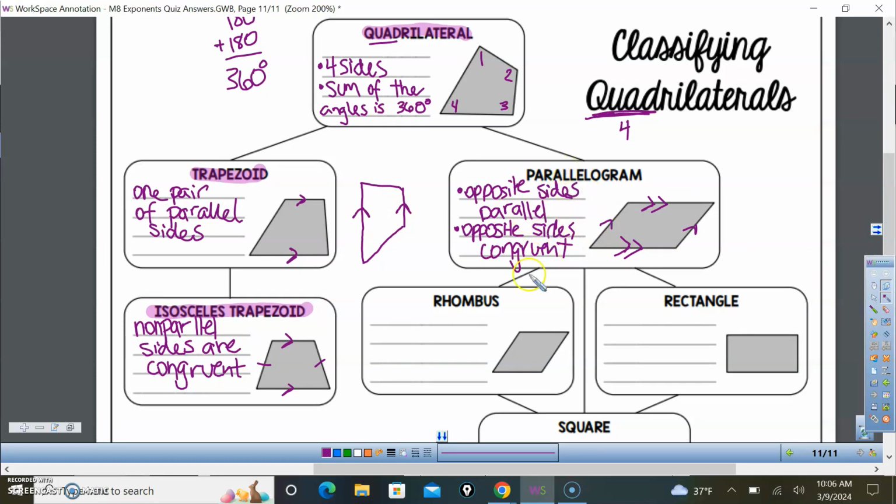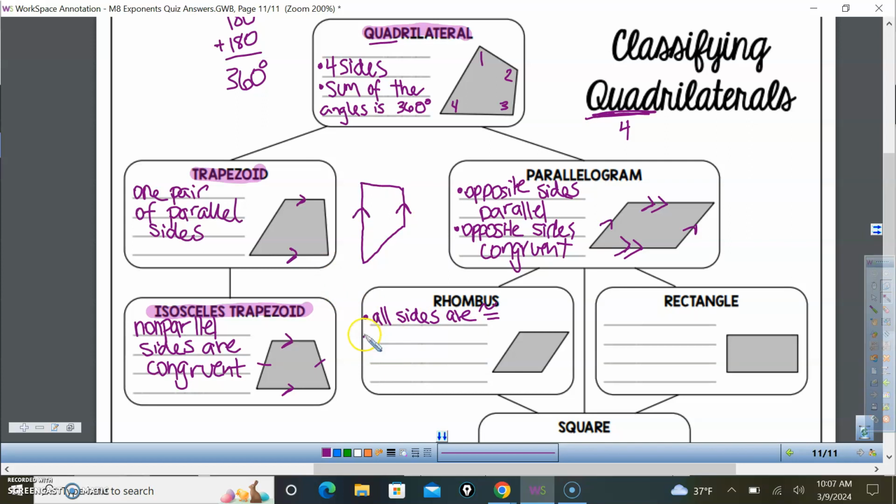Now, a parallelogram has two different subcategories, right? So a parallelogram can get more specific and become a rhombus. So with a rhombus, it has to meet all the requirements of a parallelogram. It has to meet all the requirements of a quadrilateral. But with a rhombus, all sides are congruent. And I'm going to use my congruency symbol here.